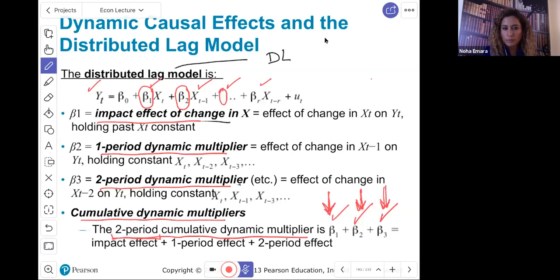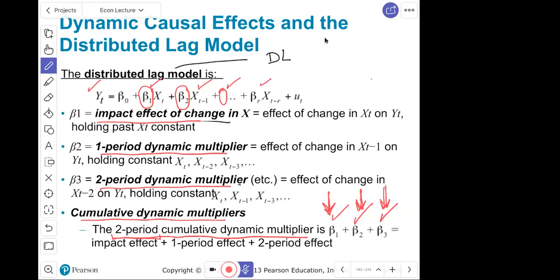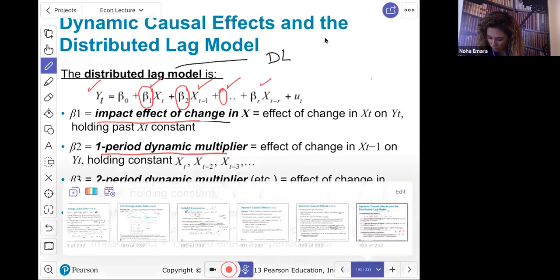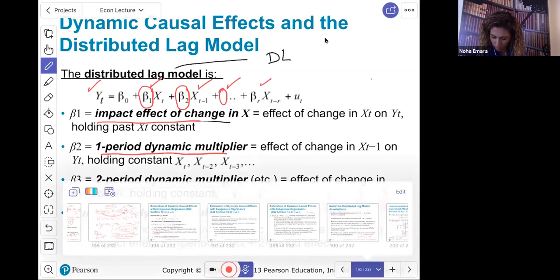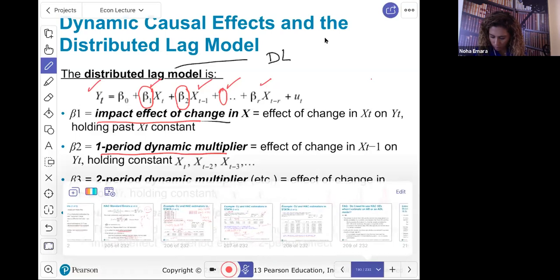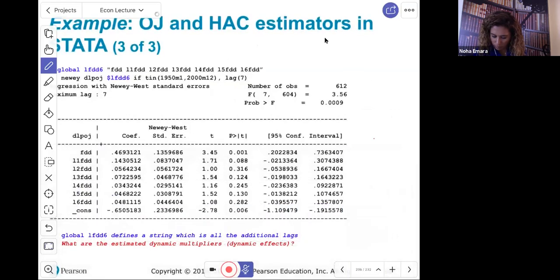So any question on the slide? Othman, Lewis, Parth? No, I think I'm okay so far. Okay, so if you're okay so far, then you should be able to answer this question for me. Let me see. The question is about the slide.